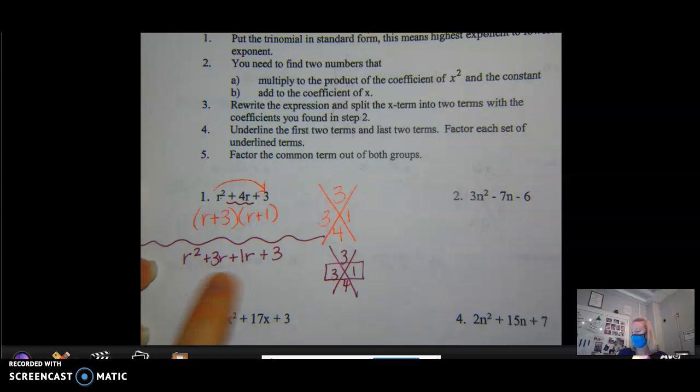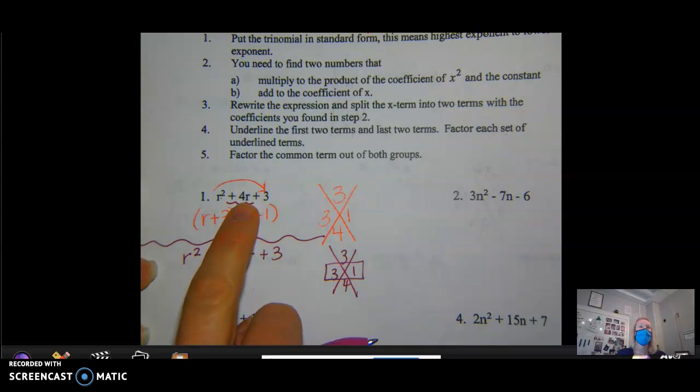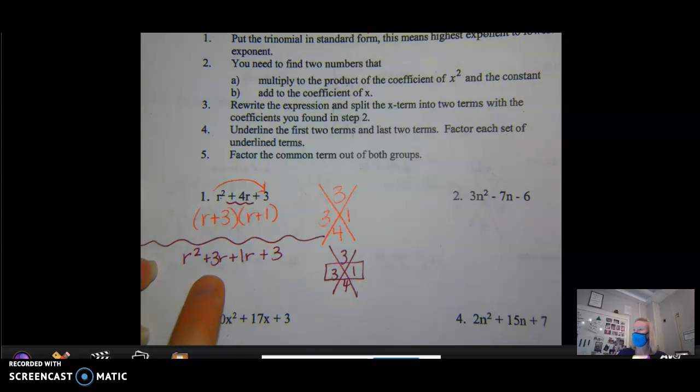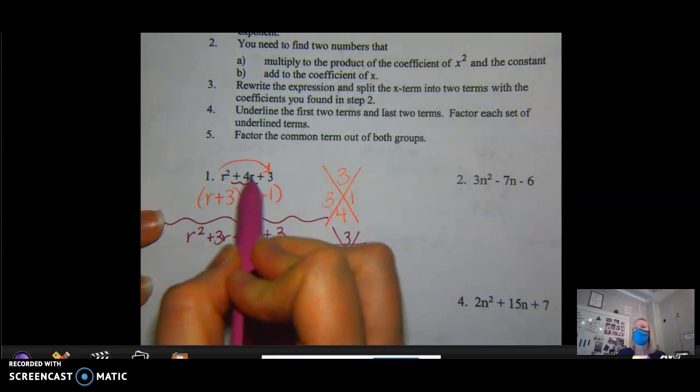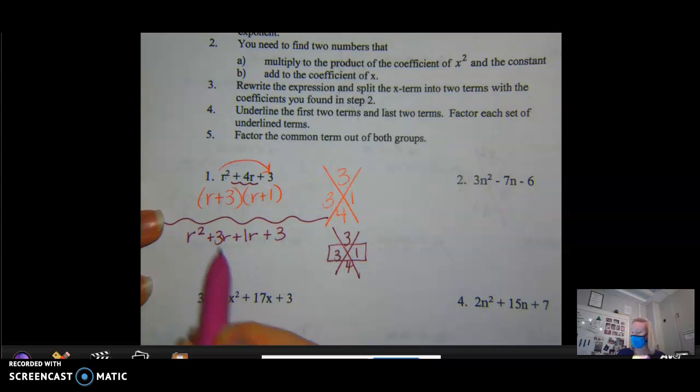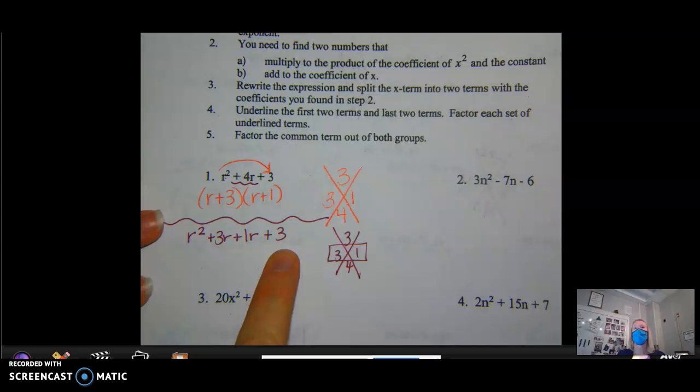Is it true that 3r plus 1r would make that 4r? Where did I get this 3r and this 1r from? The crisscross, right? That's splitting the middle. Instead of taking 4r, my middle number, I'm going to split it up into what adds to it because of these numbers. You guys see where that came from? Now, we have how many terms here? How many terms do we have?